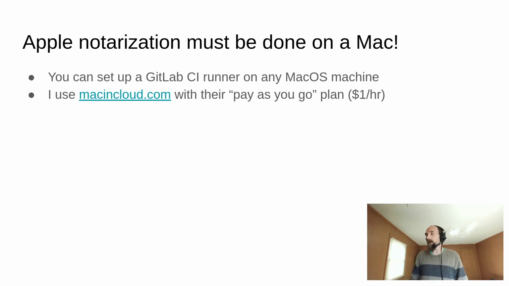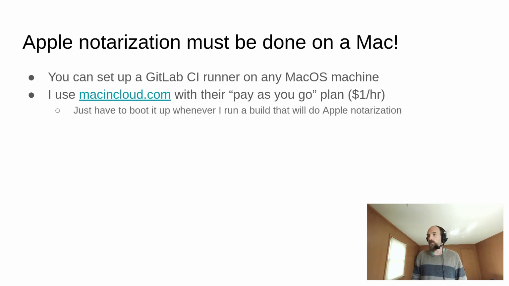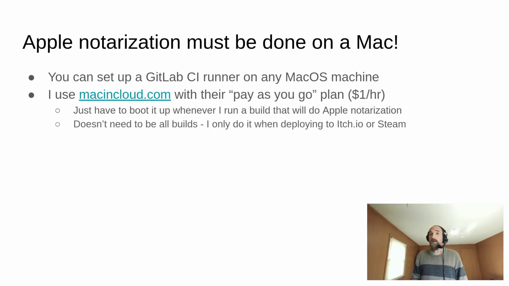On MacinCloud, I use their pay-as-you-go plan, which charges just $1 an hour. And you just have to boot up your Mac and have it connected to the internet whenever you are running a build that will do Apple notarization. And that doesn't need to be all builds. Personally, I have it set up only to do Apple notarization when I'm deploying to itch or Steam. Otherwise, I can just leave that MacinCloud turned off and end up paying a couple of bucks per week if I'm doing a lot of builds.